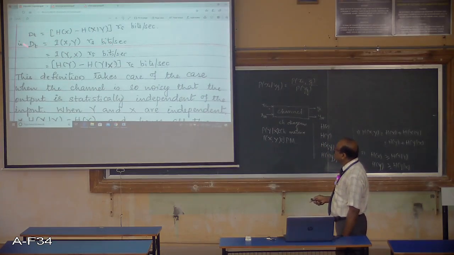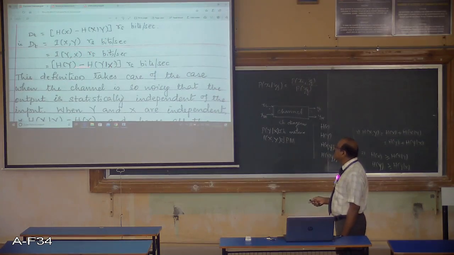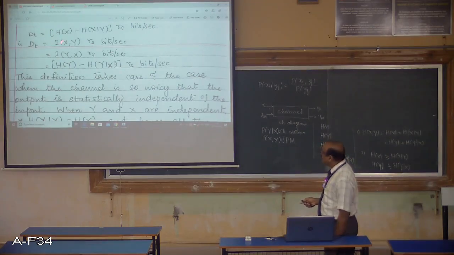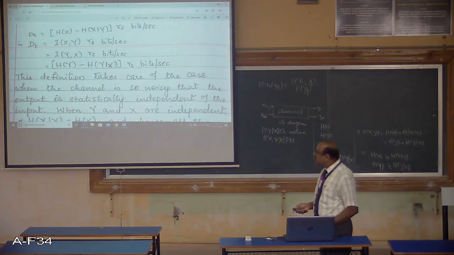So the rate of information transmission over a channel is mutual information multiplied by symbol rate. And since this mutual information is symmetric, we can also write I(Y;X) multiplied by symbol rate. So mutual information will help in estimating the amount of information transmitted over a channel.